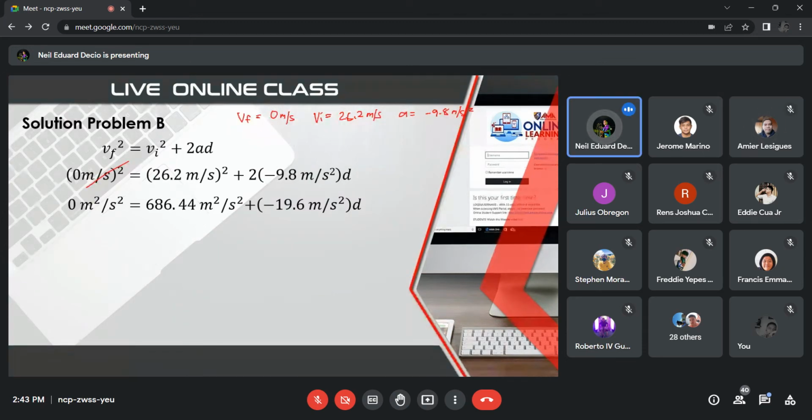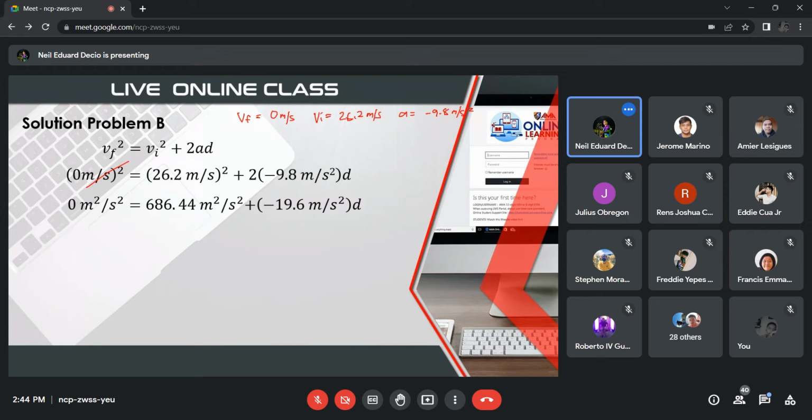So, that's actually correct, no? Because we cannot add them since they have different units, right? Meter squared per second squared, and then the negative 19 is meter per second squared. So we can transpose it to the other side, or you can subtract 686.44 meter squared per second squared from both sides. But actually, that is also just transposition.